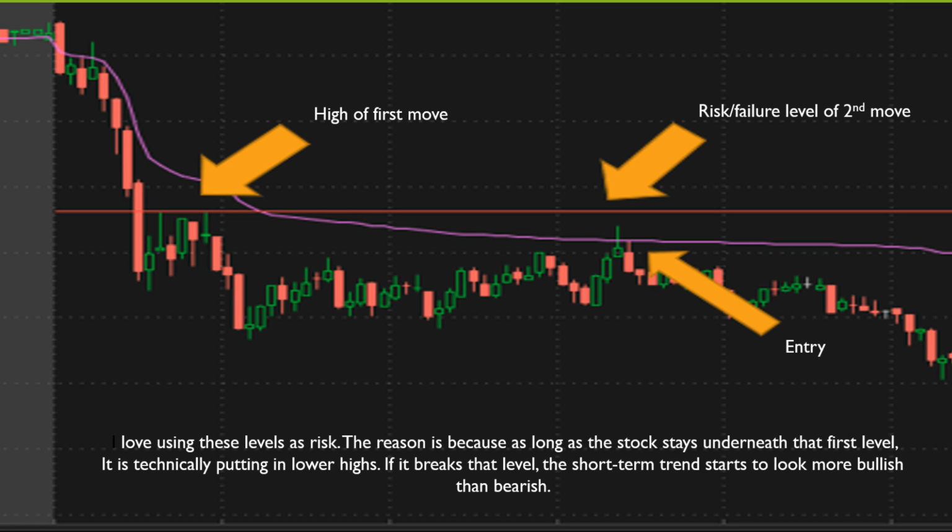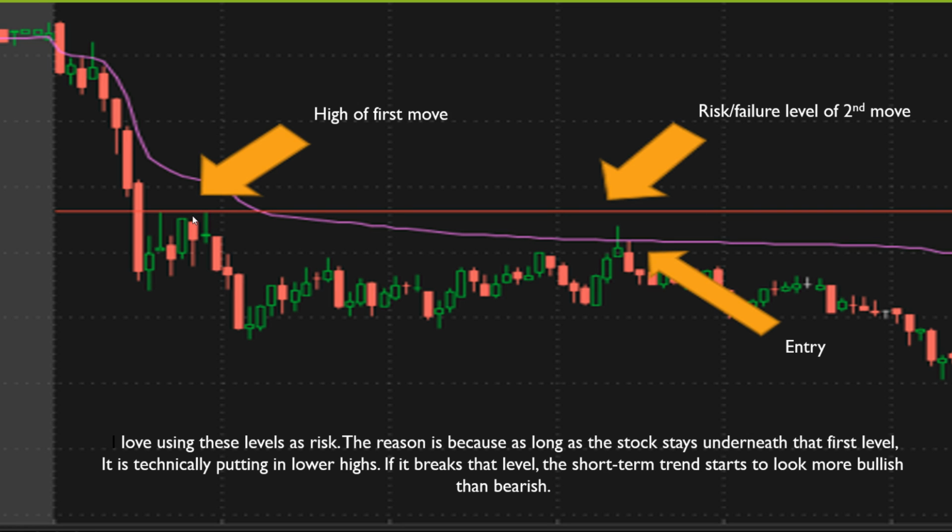long as the stock stays underneath that first level, it is technically putting in lower highs, which means it's in a bearish trend. Okay, if it breaks that level and it breaks above that previous high of the first move, then the short-term trend starts to look a little bit more bullish than bearish, and that's kind of my signal to get out of the trade. So does that make sense?